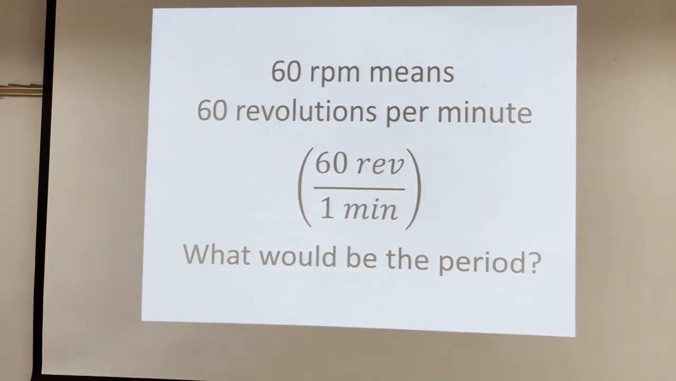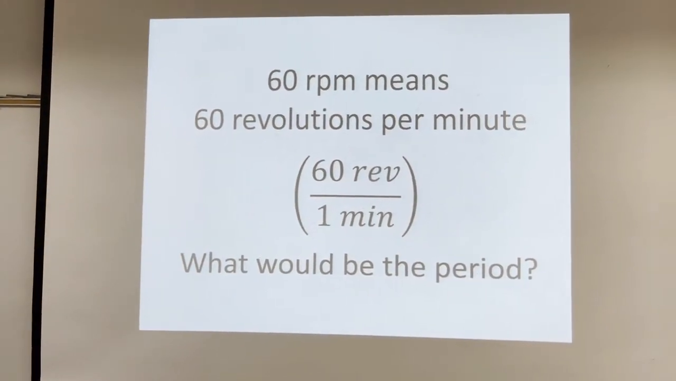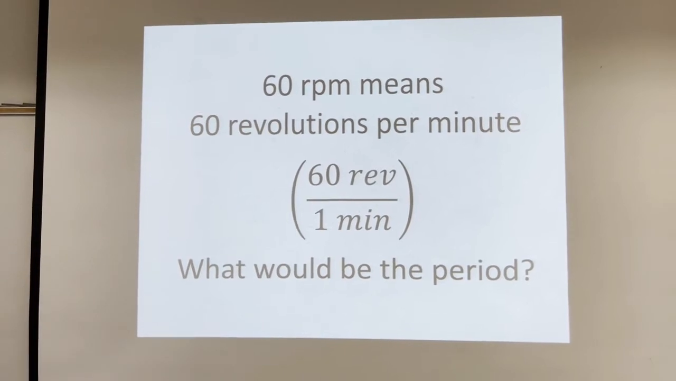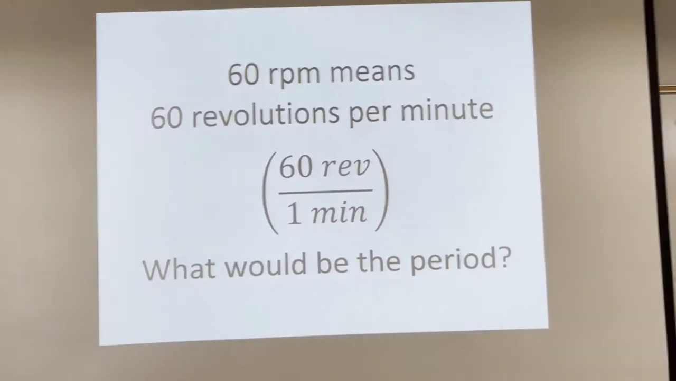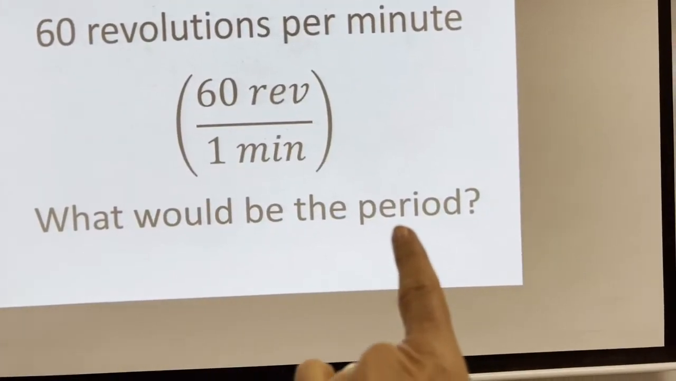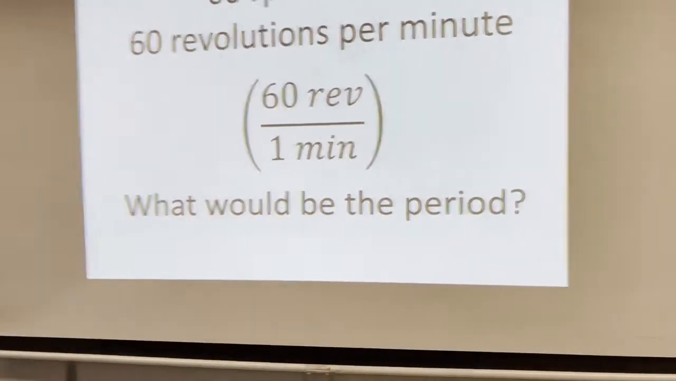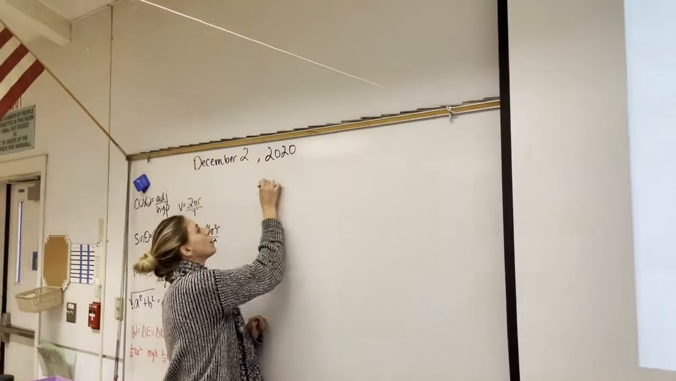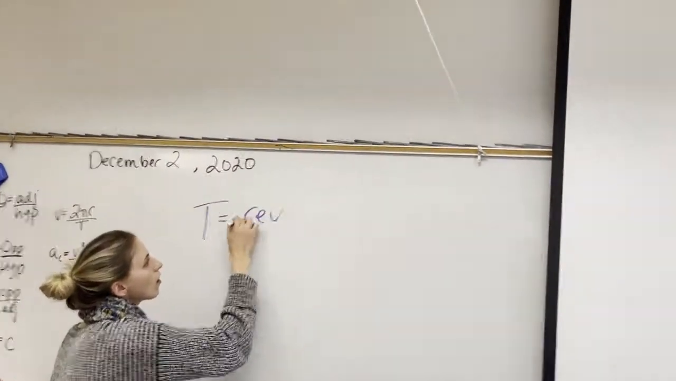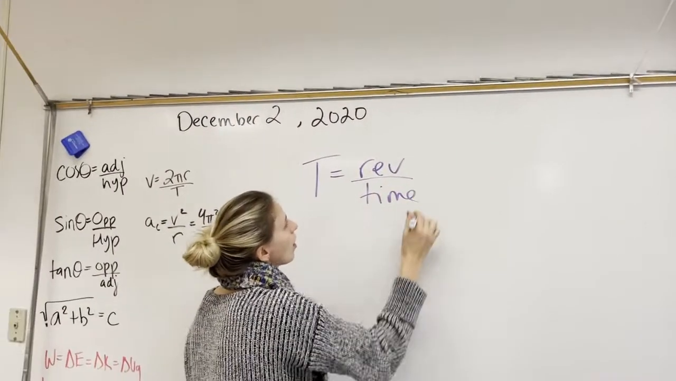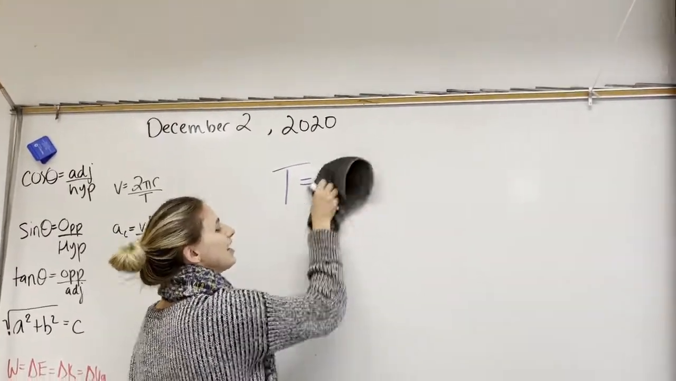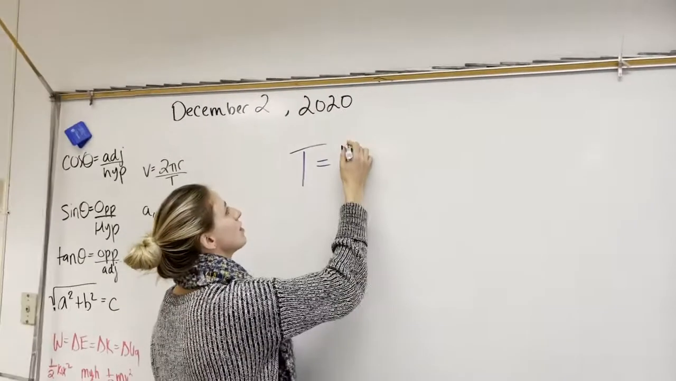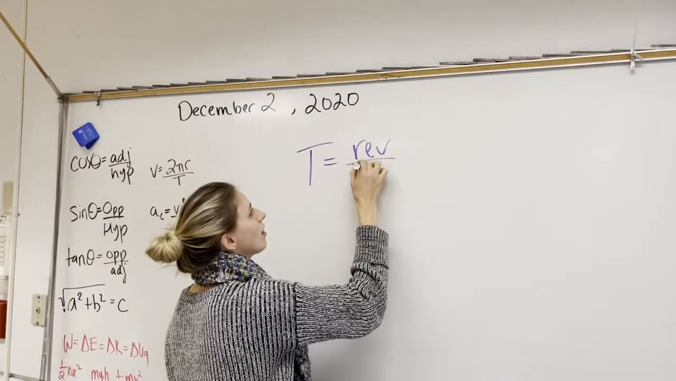Okay, 60 RPMs means 60 revolutions per minute. What would be the period? The question is, what the deuce does period mean? What the heck is a period? That's the time for one revolution. Okay, I think you got that. Oh, upside down. I do. Yeah, revolutions per second, right? Or no, sorry, you could just put revolutions over seconds.